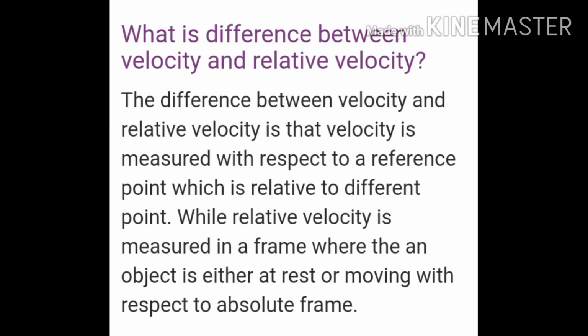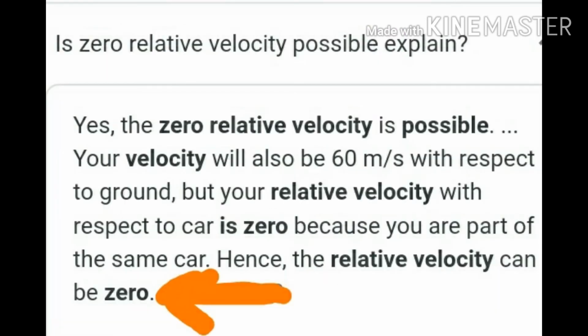Now move to the next question. Is zero relative velocity possible? If it is possible, then explain. So the answer is yes. Zero relative velocity is possible. Your velocity will be 60 meters per second with respect to the ground, but your relative velocity with respect to the car is zero, because you are part of the same car. Hence, the relative velocity can be zero.